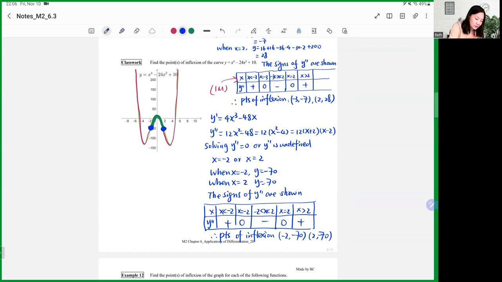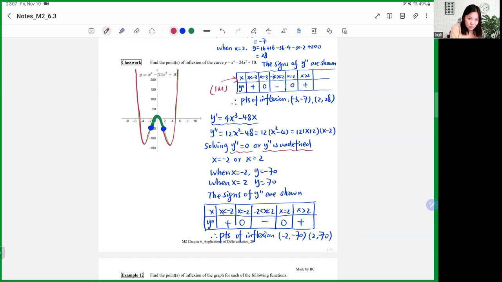Now the first derivative. Here we don't really solve the first derivative equals 0 because we're not interested in the stationary points. So the second derivative we actually need to factorize. Normally I would factorize the first derivative, but in this case I won't. Solve the equation and this equation. Unfortunately, it's always defined. So there is no undefined places.